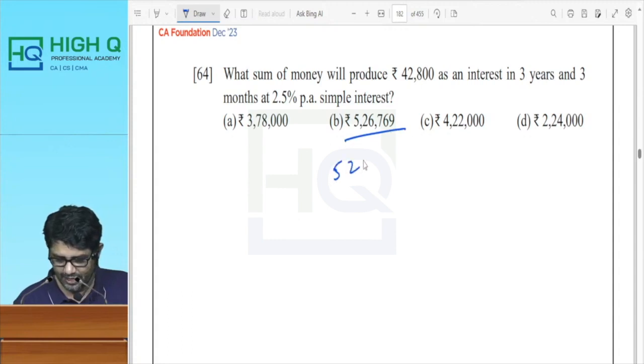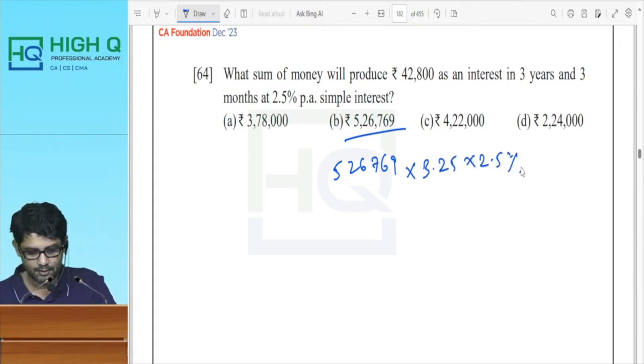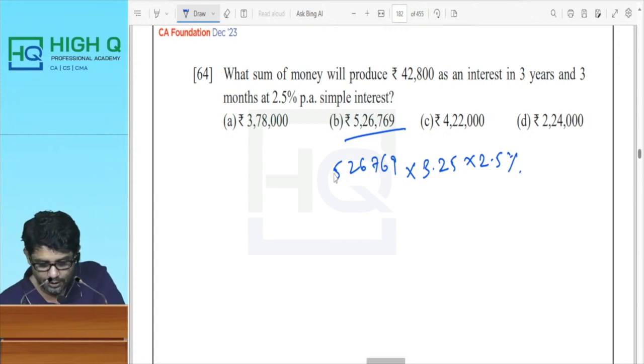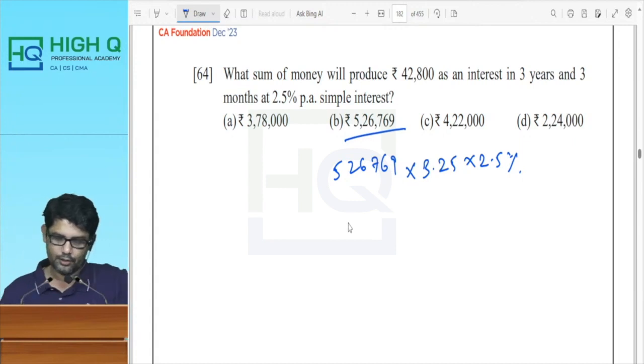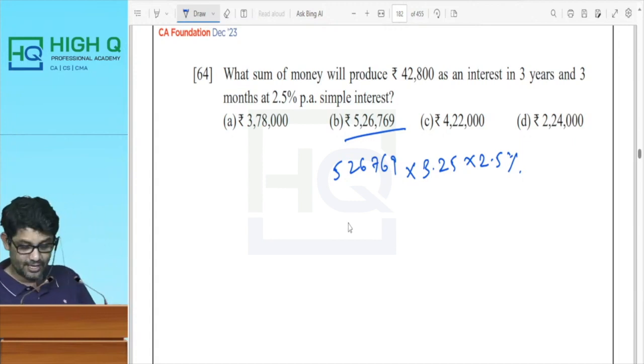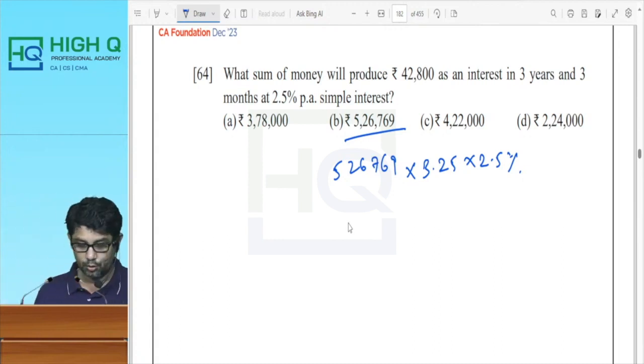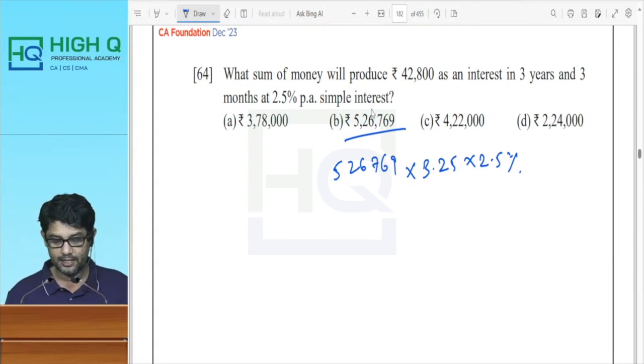For example, 5,26,769 into 3.25 into 2.5%. Am I right? Correct? 5,26,769 into 3.25 into 2.5% gives 42,800 approximately. So option B is our right answer.